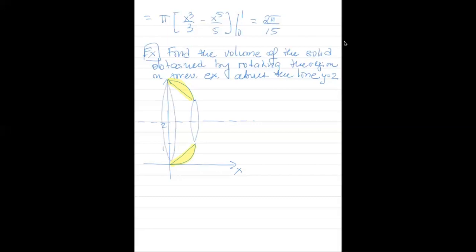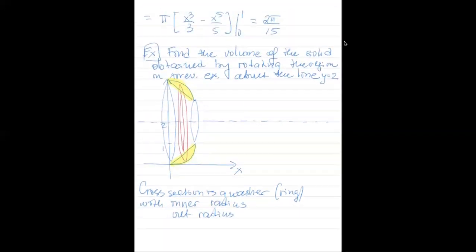So it's hollow inside. I'm going to show here a cross section. If you slice this solid anywhere, at a random point, you're going to have a cross section that is a washer. So the cross section is a washer, or a ring, and we need the inner radius and outer radius.